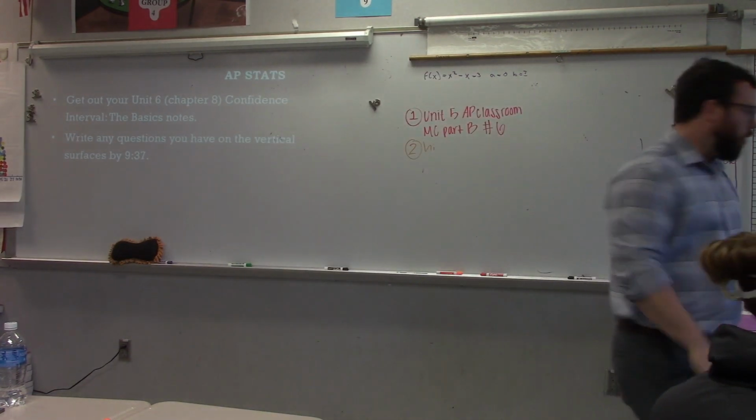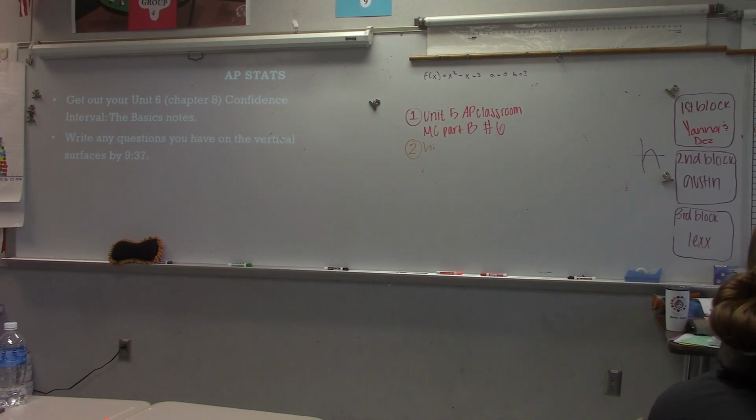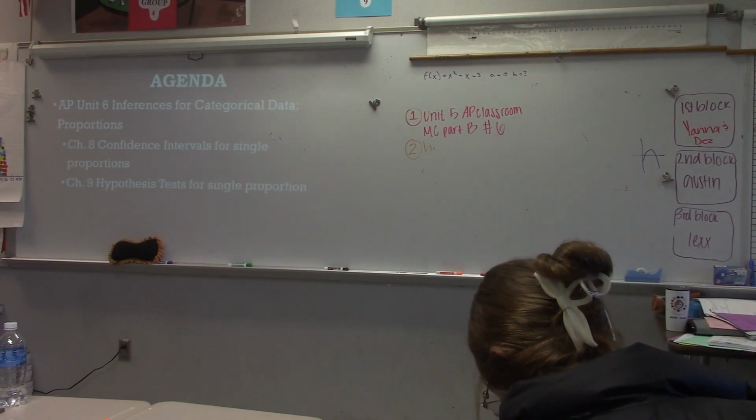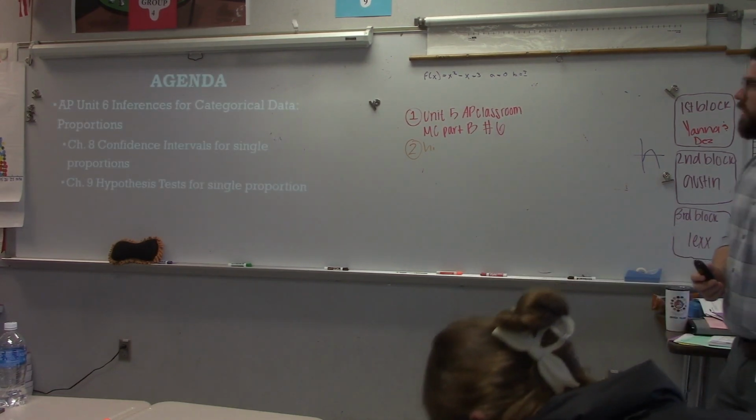So we're going to look at the homework problems. She had a Unit 5 question, not the current unit. Yeah. We haven't done AP Classroom stuff yet, so don't sweat that. All right. So we're looking at Chapter 8, confidence intervals for a single proportion.